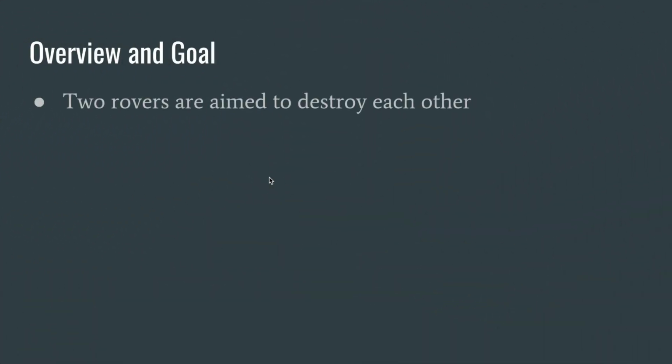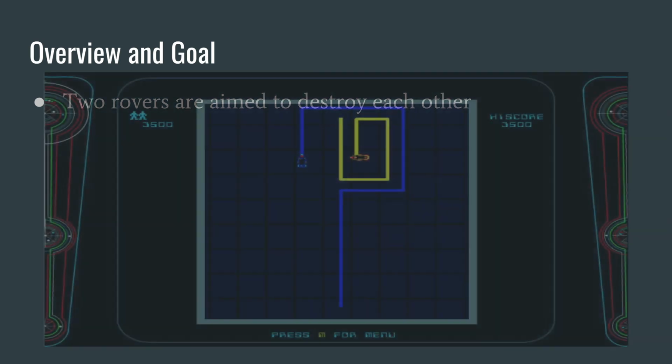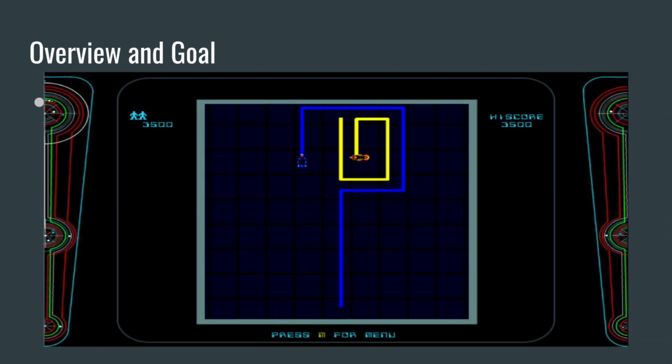The rule of this game is simple. Two battle tanks aim to destroy each other. For example, the blue tank is now trying to destroy the yellow tank.